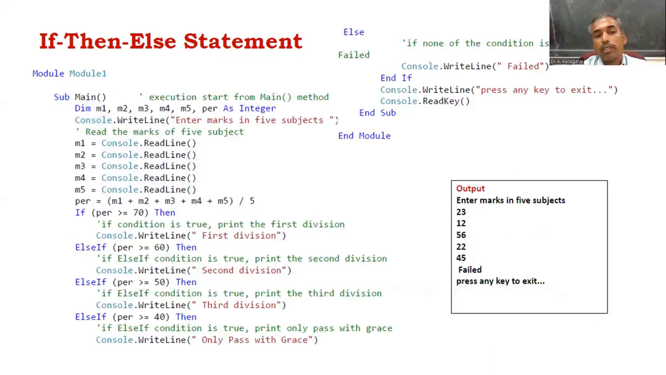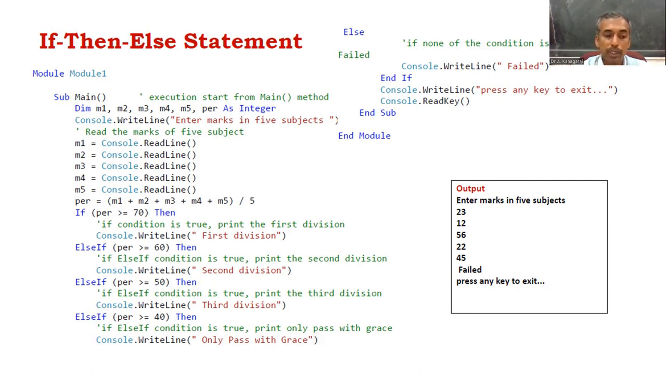See this example. Here we have declared integer variables m1, m2, m3, m4, m5 and per. By using Console.ReadLine, we are retrieving values for m1, m2, m3, m4, m5 and finally we are calculating the percentage for all these retrieved values. Suppose we give 23, 12, 56, 22, 45 as values for m1 to m5, and we calculate the percentage. Based on the percentage, we are displaying some message.